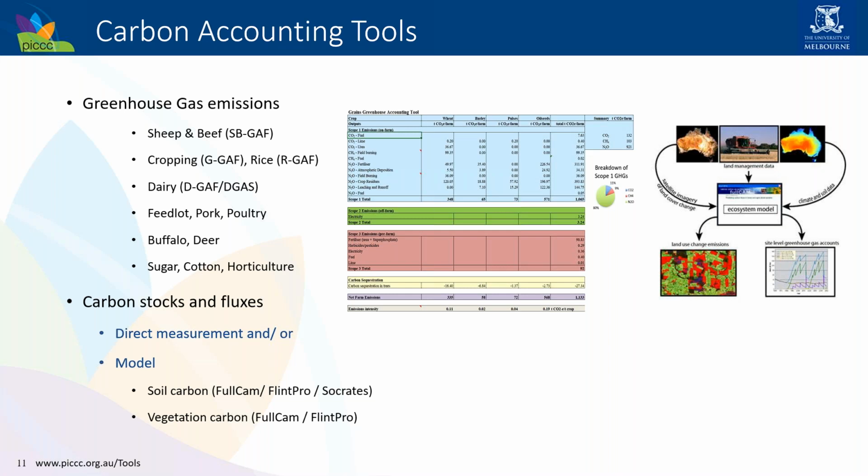There is also the Socrates soil carbon model, which has been put together by an Australian university. I'm not going to remember off the top of my head which one. But again, it's not what's used. It's very similar to the equations that are in FullCam, and so it's potentially not inconsistent with the Australian inventory.